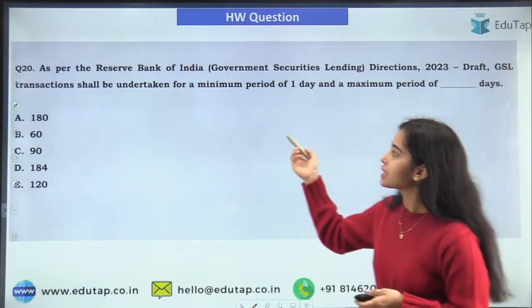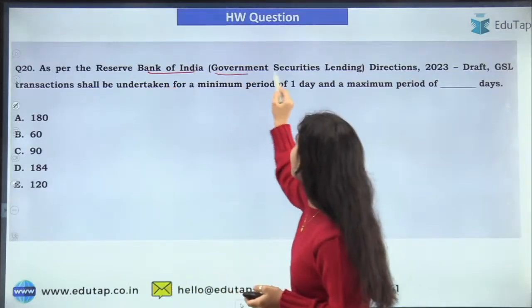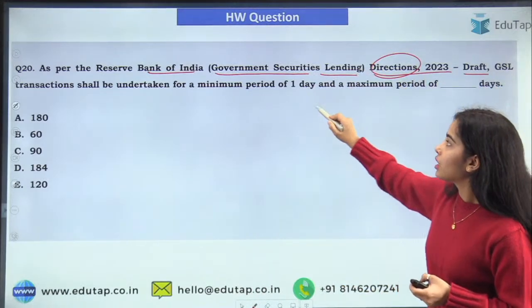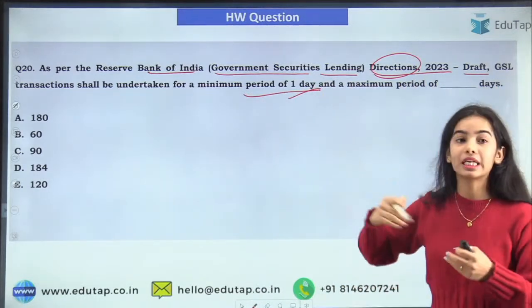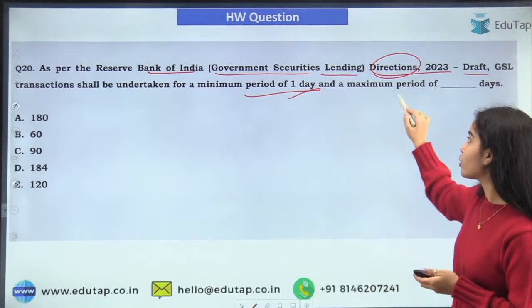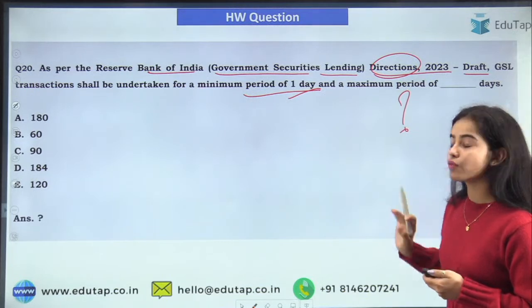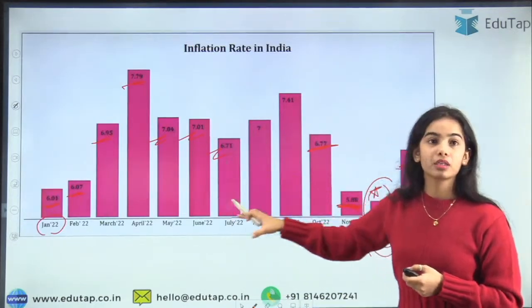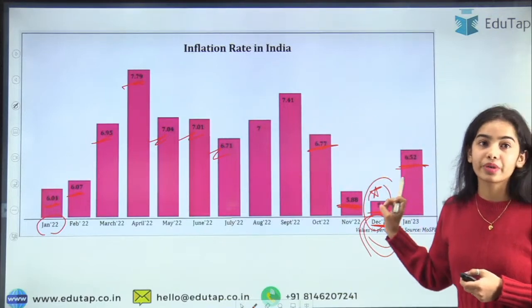And the next question is this: as per the Reserve Bank of India Government Securities Lending Directions 2023 draft guidelines, the lending and the borrowing can happen for a minimum period of 1 day and a maximum period of how many days? So this is the homework question, okay? And I hope you will remember the trajectory, because the trajectory is very important.